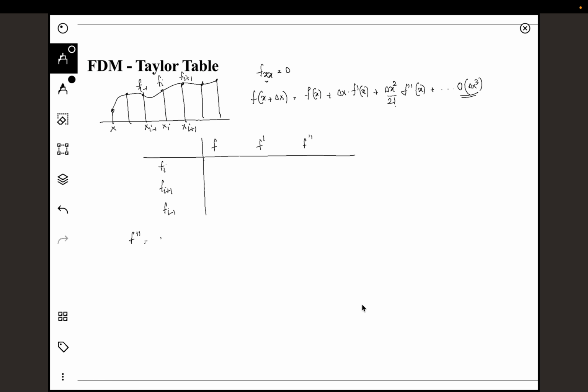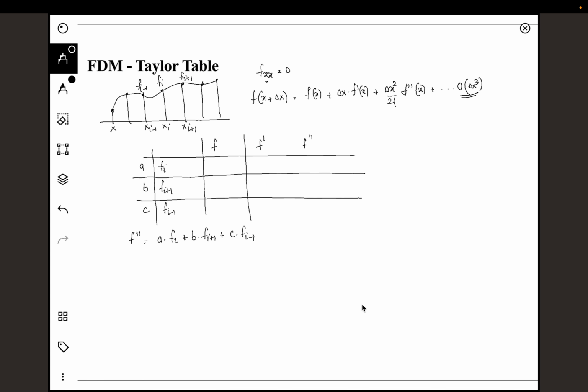Now if you do the Taylor series expansion for f i, because we are expanding around the same point, you only would have the term for f, and f prime and f double prime will be 0. Similarly, for f i plus 1, I'll have f plus delta x f prime, then delta x square by 2 f double prime. Similarly, for f i minus 1, I'll have f minus delta x f prime, then delta x square by 2. Now I have three unknowns, so I need three equations to be able to solve for this a, b, c, and these equations will come from comparing these coefficients.